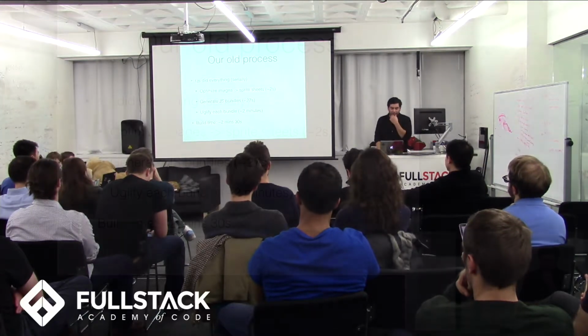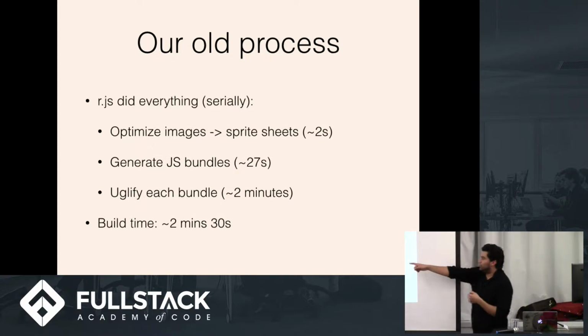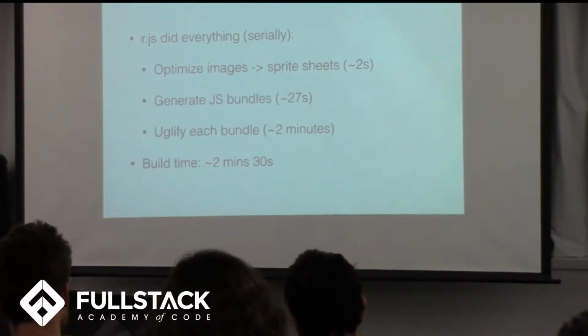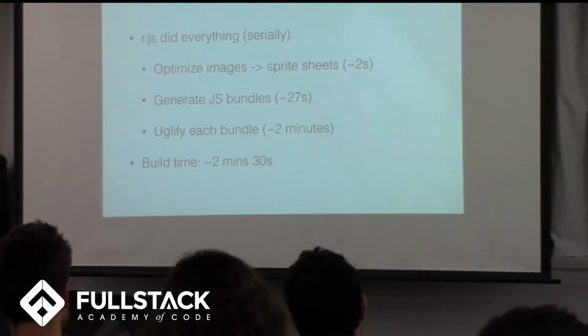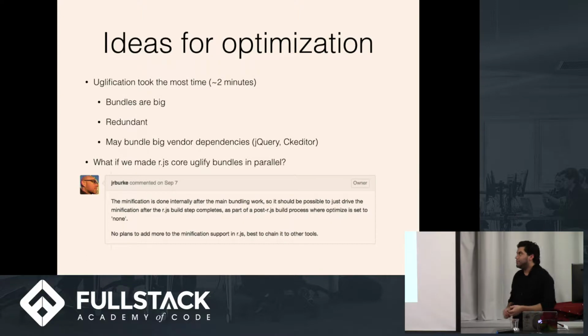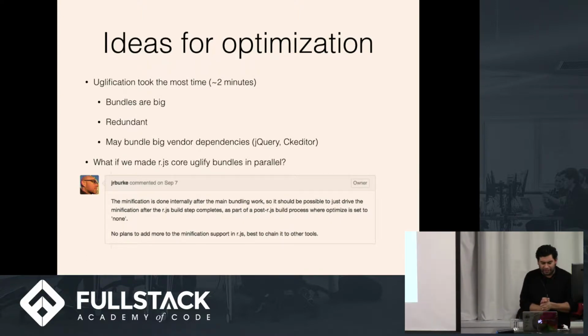So we're thinking about how do we make this faster? The bottleneck is clearly uglification. 27 seconds for generating bundles is not too bad. We've identified the bottleneck and we should optimize there versus a premature optimization on generating JS bundles. So we're thinking about how to go about doing this. And uglification was again the bottleneck.